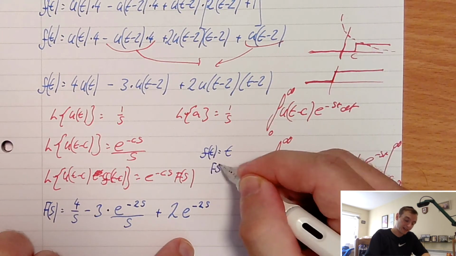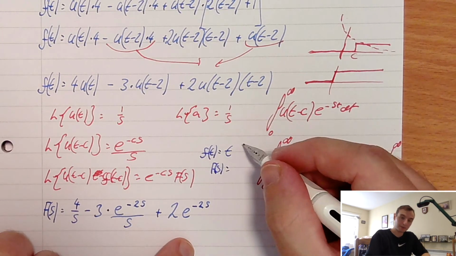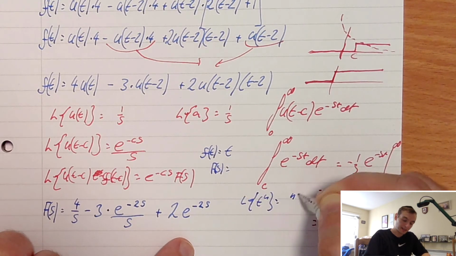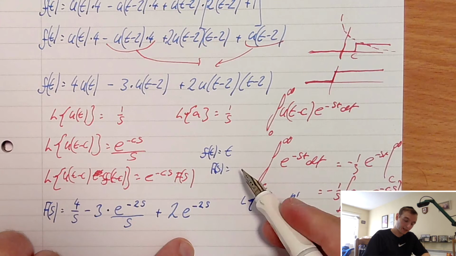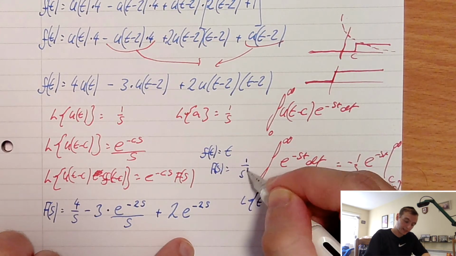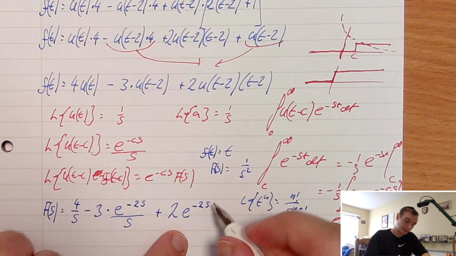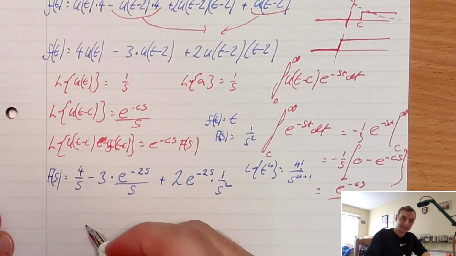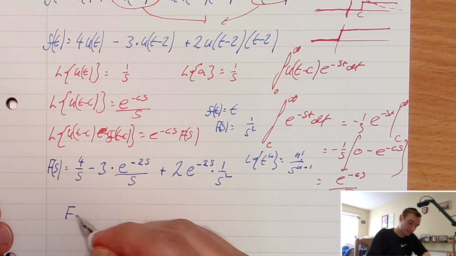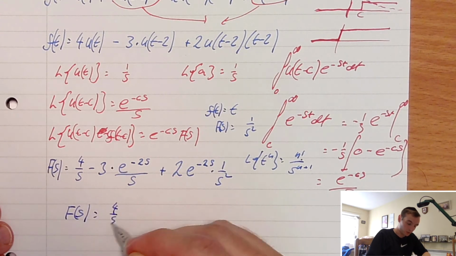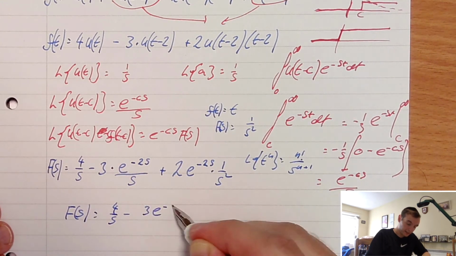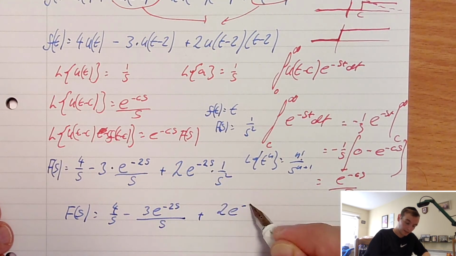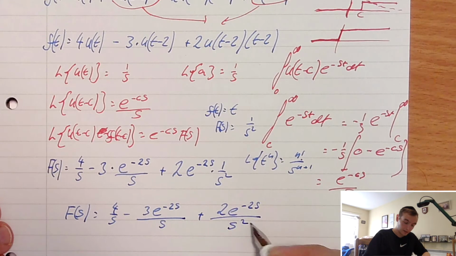So we can say that F(s) in that case is just going to be, remember the transform, the Laplace transform of t^n is going to be n factorial on s^(n+1). So that's going to yield 1 on s squared, yeah? So it's going to be 2e^(−2s) dot 1 on s squared. So just cleaning that up a little bit, we can say that F(s) equals 4 on s minus 3e^(−2s) on s plus 2e^(−2s) on s squared.